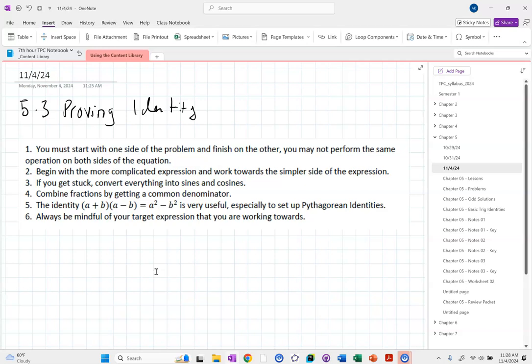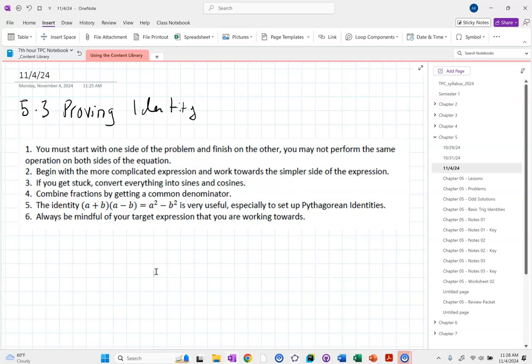So you pick one side to work on. You cannot do things to both sides. You cannot cross multiply. Can't do stuff like that. You can work on one side and you can go until you end at the other. In general, you probably want to begin with the more complicated side first and work towards the simpler.